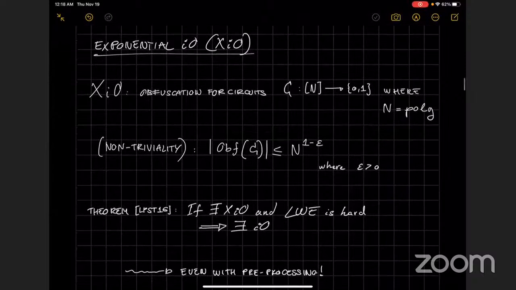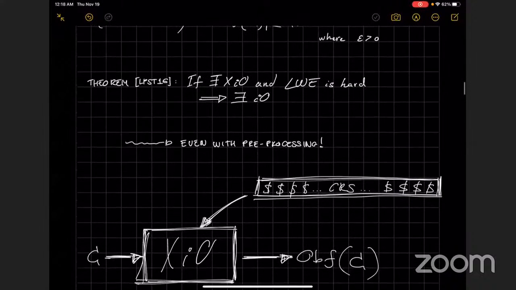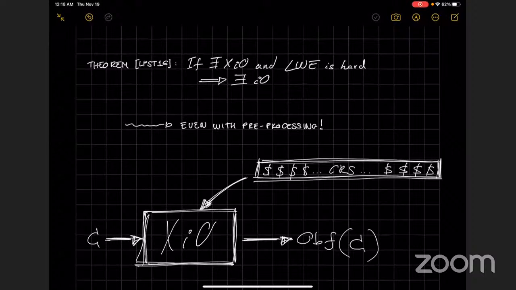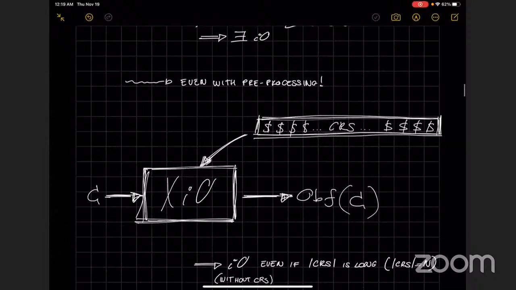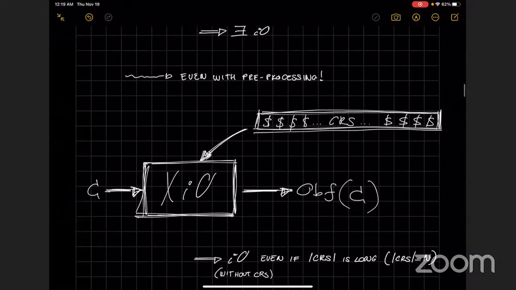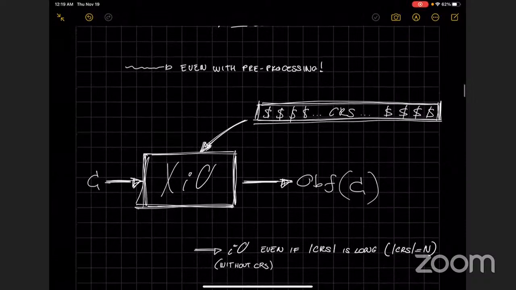What does the preprocessing model mean? It's very simple. It means that we can consider an XIO that takes as input also a CRS from the sky. The obfuscator, in order to produce the obfuscated circuit, can query the CRS, which is some uniformly sampled random string. The size of the CRS can be even as large as the domain of the function, so the CRS can be as long as we want. It turns out that this relaxed version of XIO is still sufficient to imply IO. Note that even though we have a CRS for XIO, our IO will still not be in the CRS model. More specifically, the theorem is that if XIO exists in the CRS model with a long CRS, then IO exists in the plain model, so without CRS.